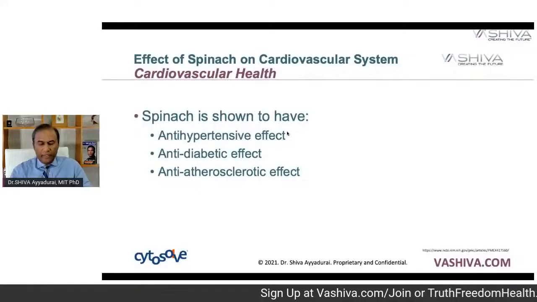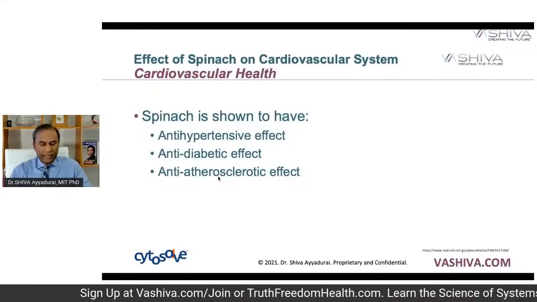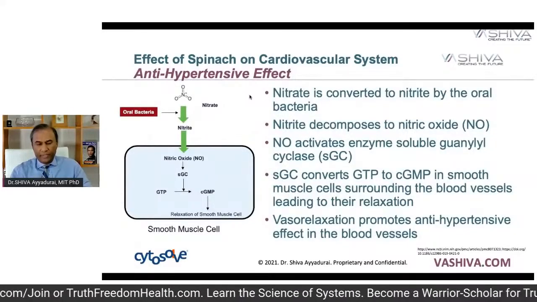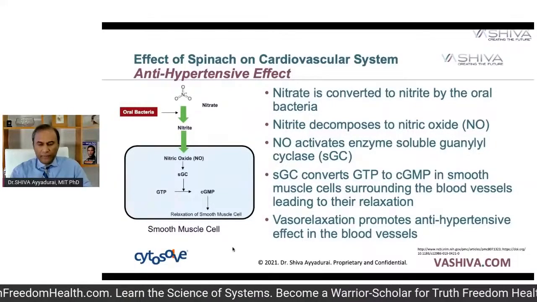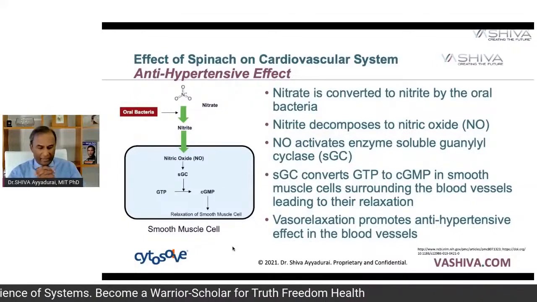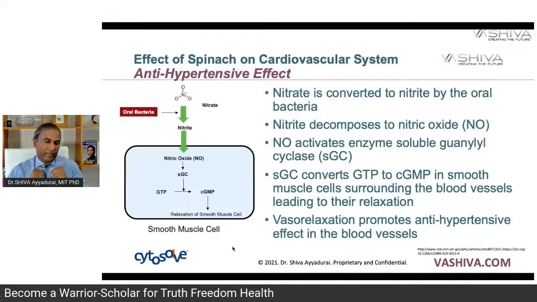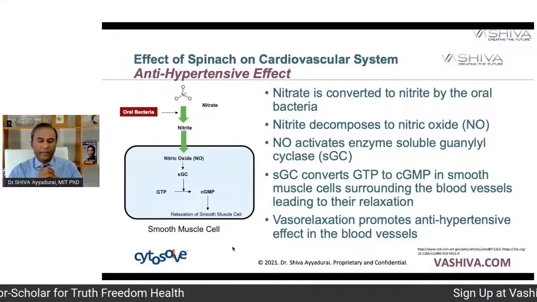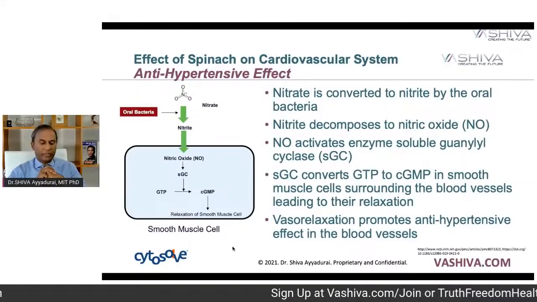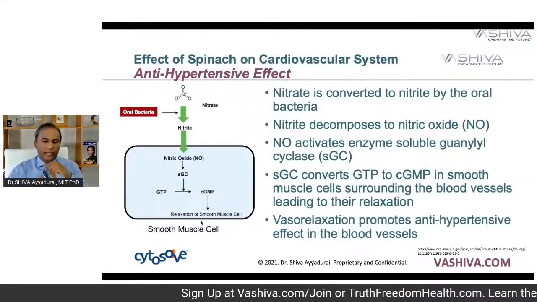So spinach is shown to have anti-hypertensive effect, anti-diabetic, and anti-atherosclerotic effect. So let's look at the anti-hypertensive effect. So hypertension is when your muscles are not relaxed, okay? Think about it as tension, hypertensive, right? If you have a lot of stress in your life, you're going to increase the chance of hypertension. It's not a good thing. Well, what does nitric oxide do?